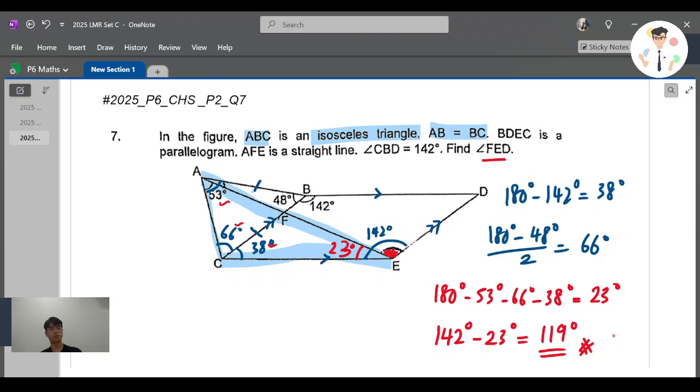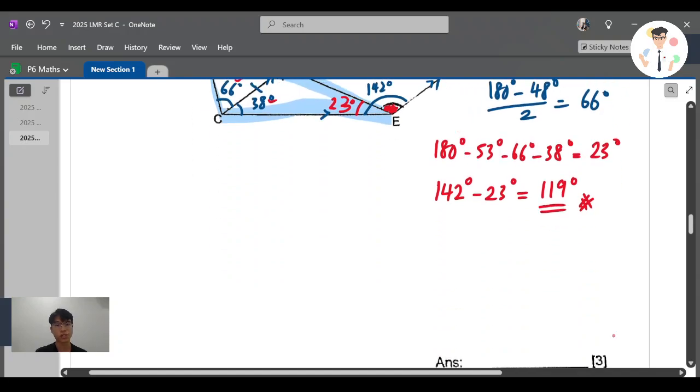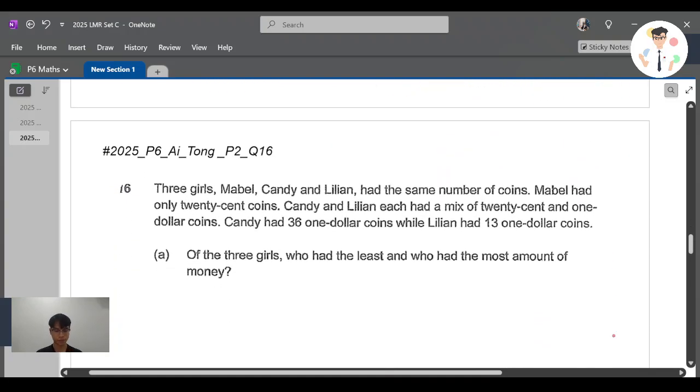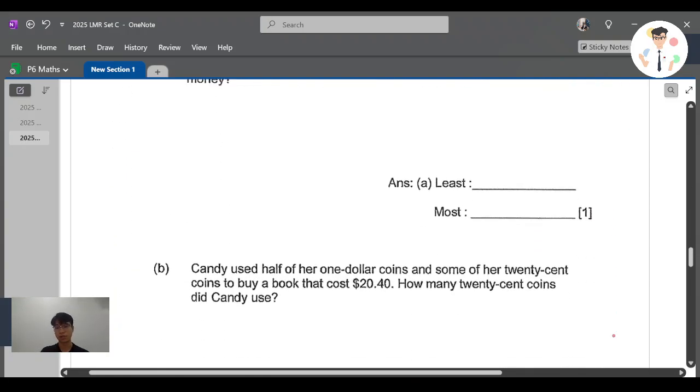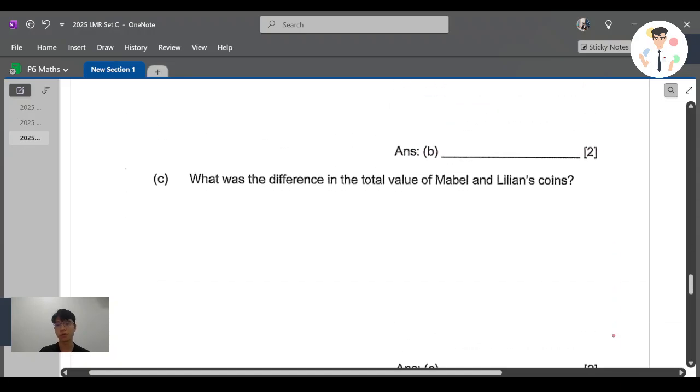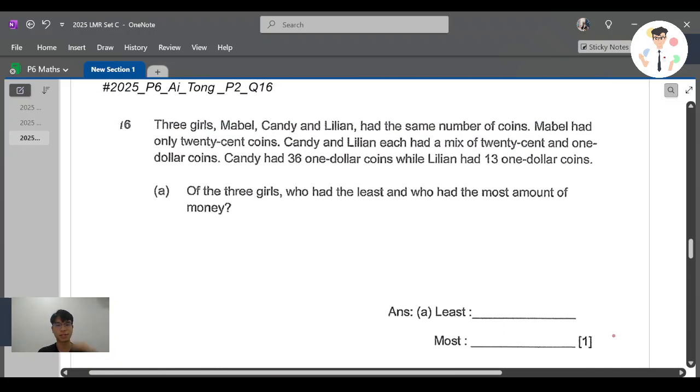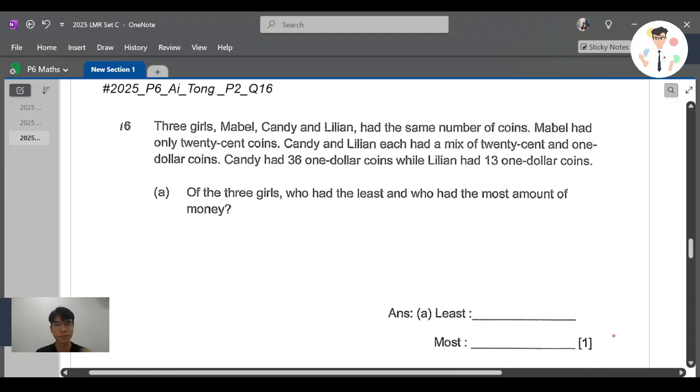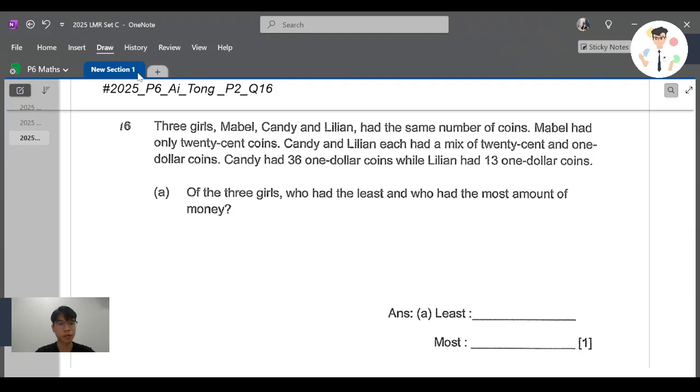And yes, I'm done for question number 7. Okay, good job. Let's move on to the next question. The next question will be from I Tong, paper 2, question 16. It's actually a 5 marks question, but it's divided into sections A, B, and C. Let's look at this question.